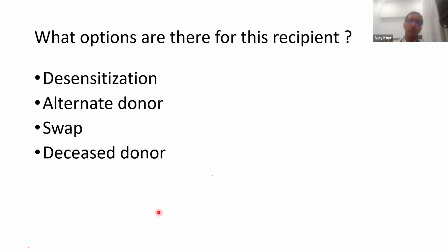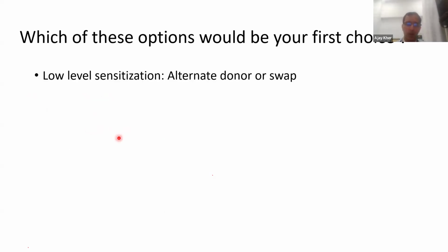In this case, first we'll talk about what we can do, and then we'll go into how we evaluate and ensure that these anti-HLA antibodies are actually donor-specific. So the options are desensitization, and we'll talk about why it's not a good option for this patient. Alternate donor: they should look for maybe a brother, a sister, or a sibling, a swap, or a deceased donor. Those are things that we can be talking about. Which one would be your first choice? If there are only a few antibodies, an alternate donor or a swap would be feasible.